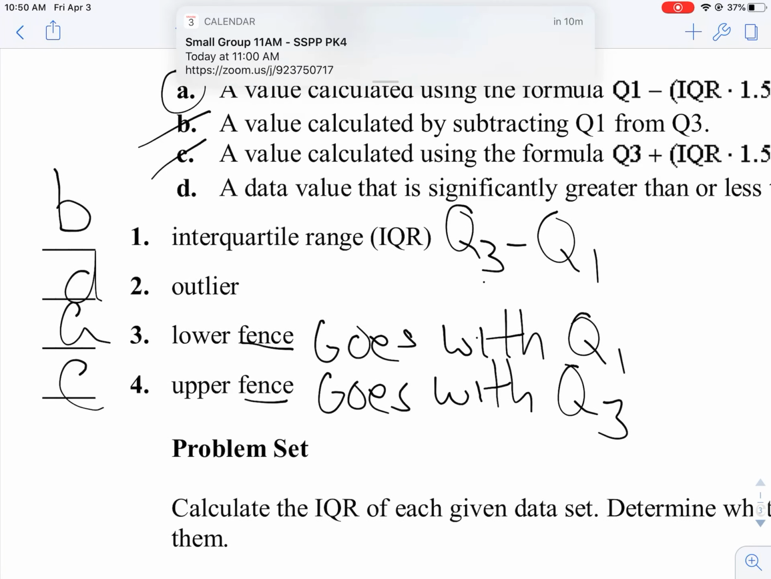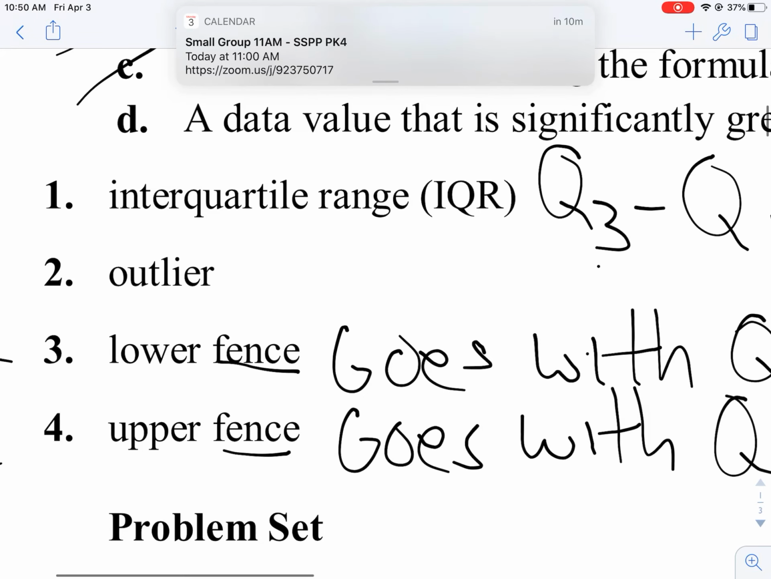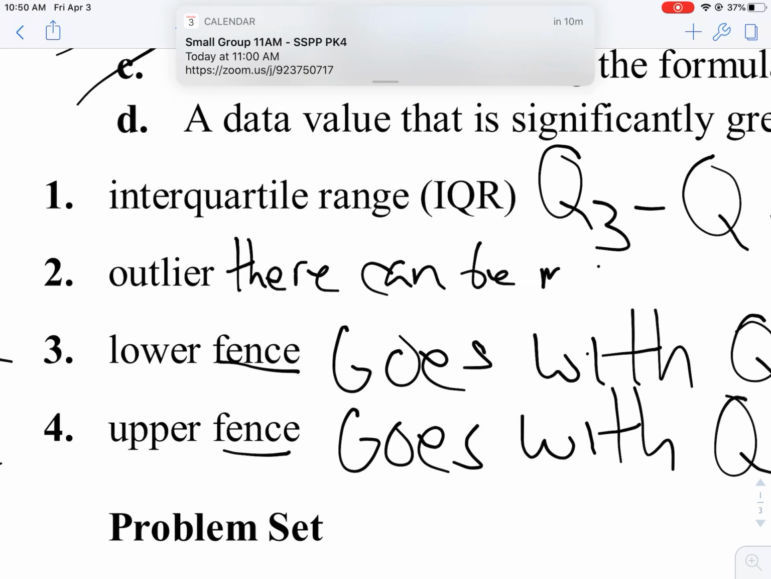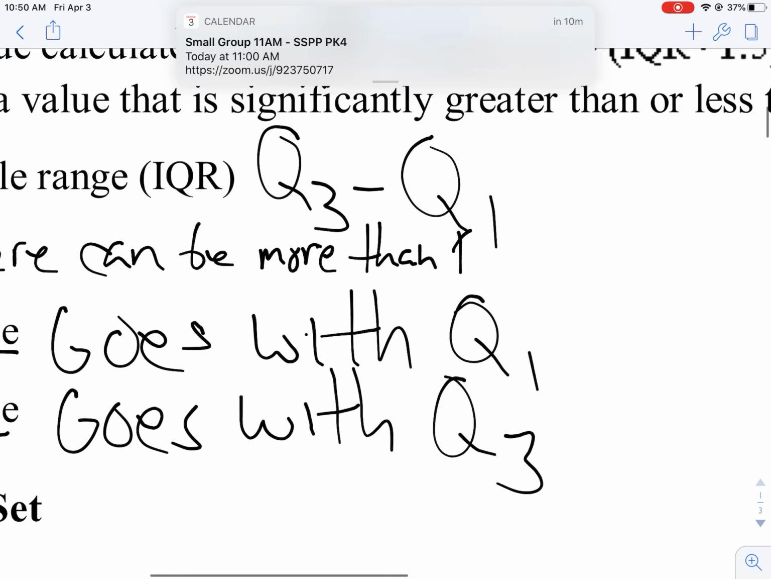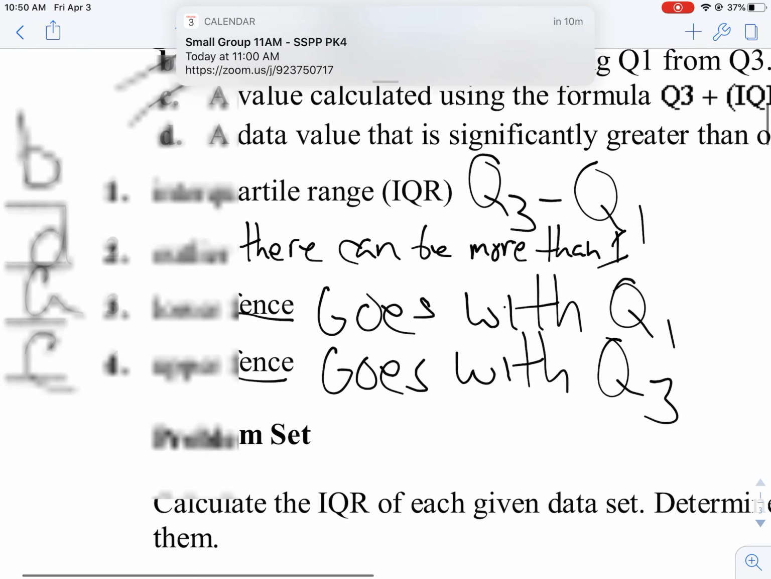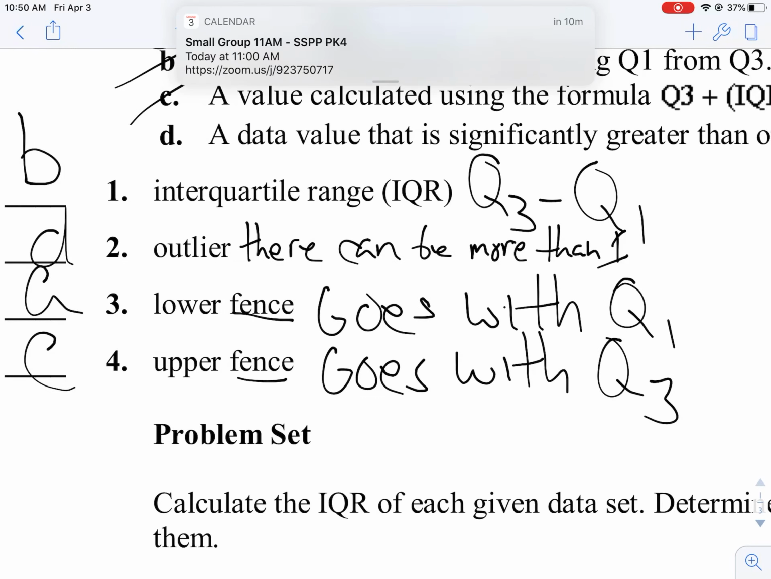So what does that mean? That basically means you have a point that's kind of in the middle of no man's land. There can be more than one. I am going to warn you that there can be more than one. So, for example, you could have one on the lower end, you could have one on the higher end.